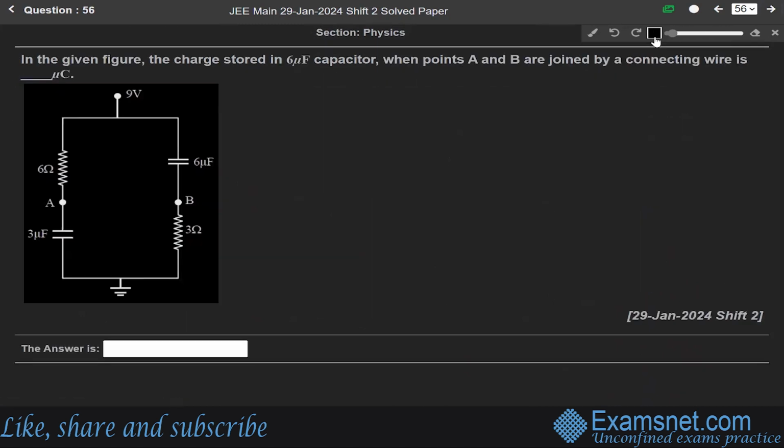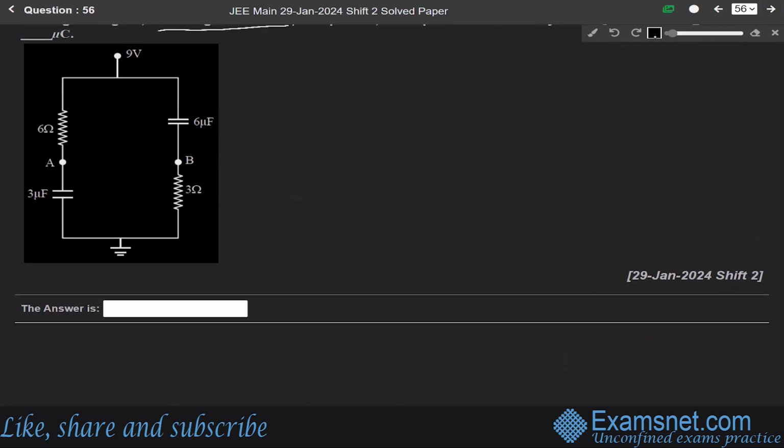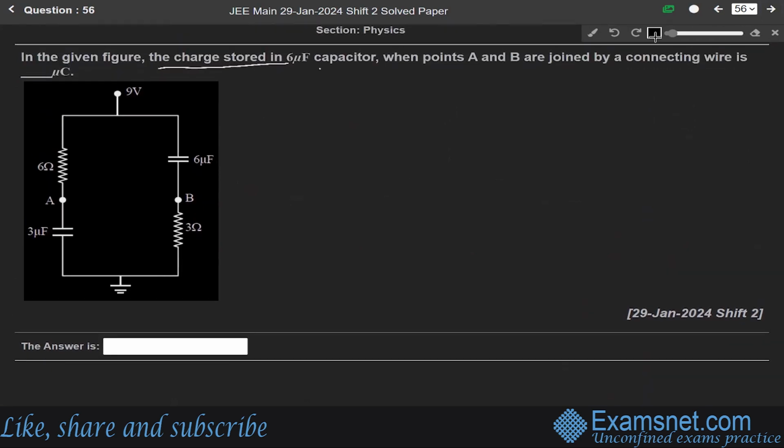Now next question. In the given figure, the charge stored in the 6 microfarad capacitor when points A and B are joined by a connecting wire is, we have to find the charge stored. Okay, we have to find the value of Q. So this question is from the chapter of electrostatics.